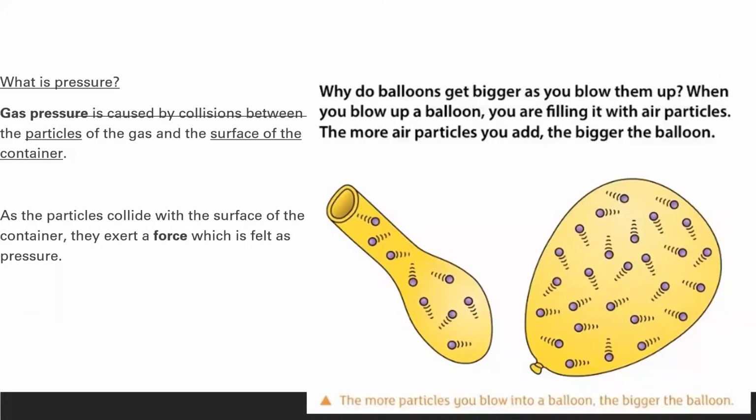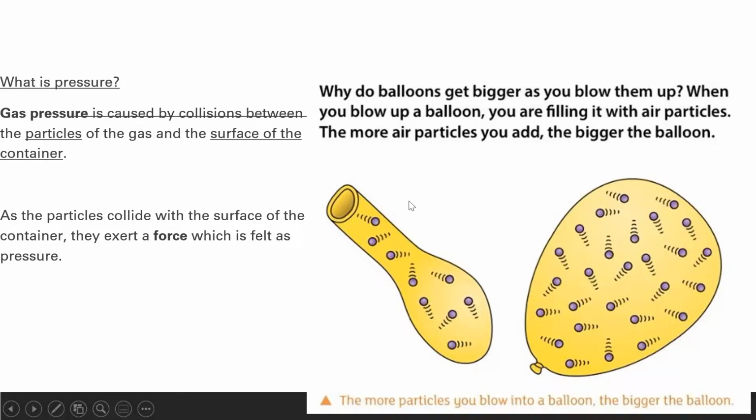Other than the pressure exerted by things on solids, you get gas pressure, which is a very common one. Gas pressure is caused by collisions between the particles in the gas. The gas is made up of gas particles and the surface of the container. As the particles collide with the surface of the container, they exert a force. It's actually the particles hitting the sides of the container and causing a force, which is felt as pressure.